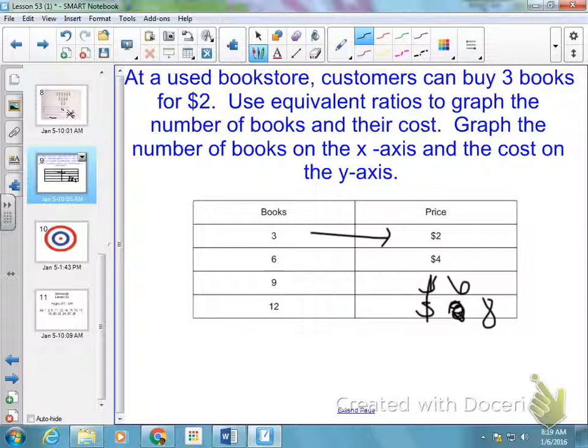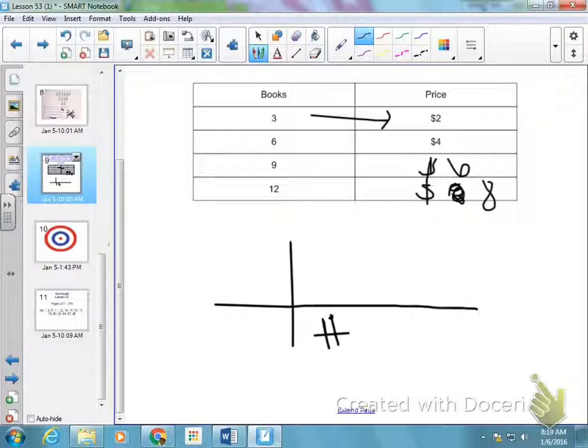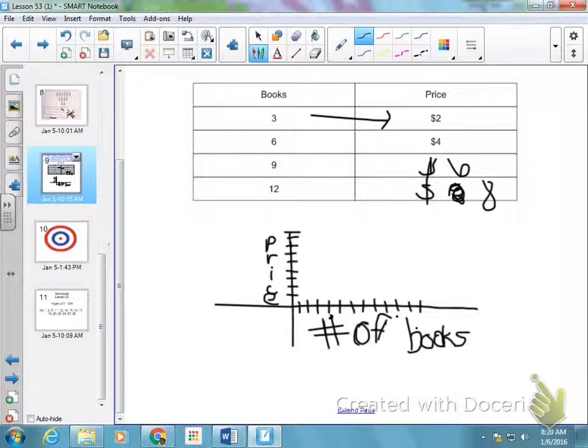Now it tells me this. It says the number of books is my x-axis. So my x-axis, remember, is what we plot first. So this is going to be the number of books. I'm going to use a hashtag sign for number, maybe, if it works. That's just the number of books. Okay, and then my y-axis is the price.